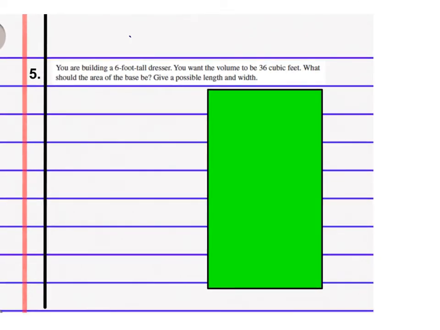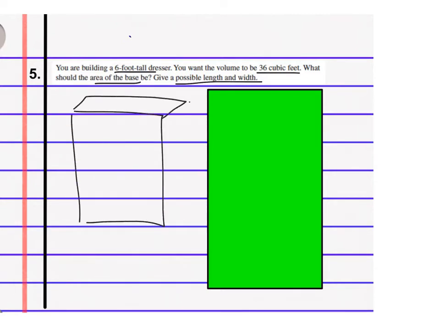All right, you are building a 6-foot tall dresser. You want the volume to be 36 cubic feet. What should the area of the base be? Give a possible length and width. All right, let's just try here. This is my dresser. Put some little knobs so you can open your drawer. You'll probably realize, especially in this chapter, I'm not the greatest at drawing.